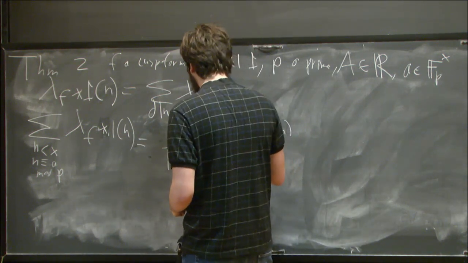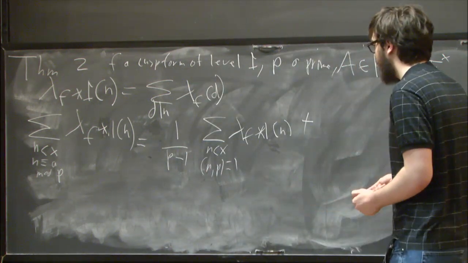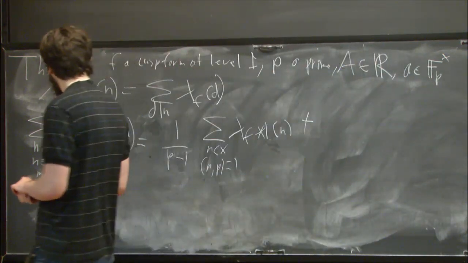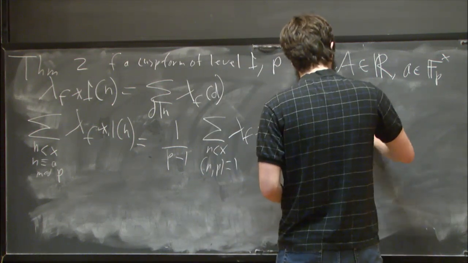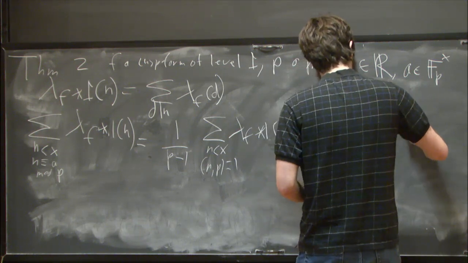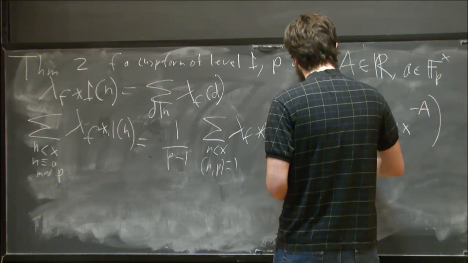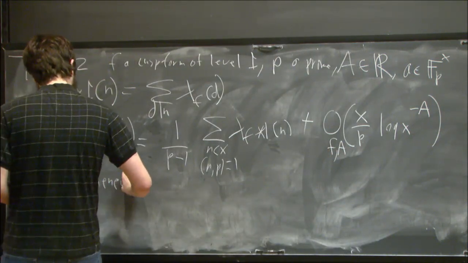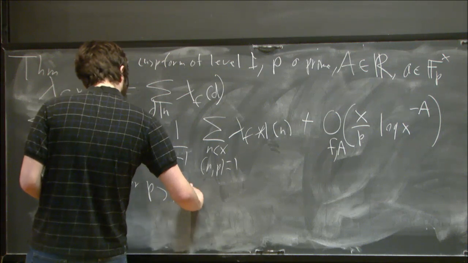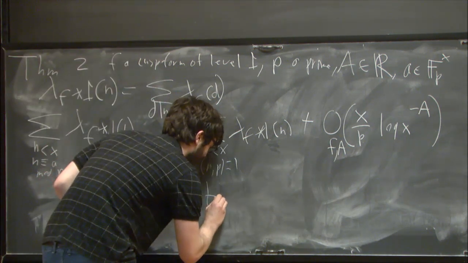So we're going to sum over n less than x, and p is 1, plus a, here we don't do a power saving error term, we just do an arbitrary power of log. So this constant had better depend on the power of log, and this is whenever p is greater than x to the 1/2 plus 1 over, and I wrote down what the power is, and I forgot it. Well, I wrote bigger than a half.